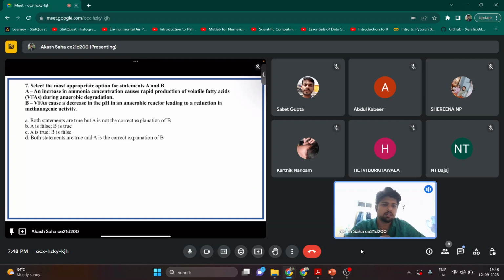So it is saying that due to more ammonia, more VFAs will be generated. And then the next statement says that due to more VFAs, which are basically acids, there will be a decrease in the pH. Because of that, the methanogenic activity will be getting inhibited. So these are the two statements. You have to find out whether both are true, both are false, one is true and one is false, or one is the explanation for the other.